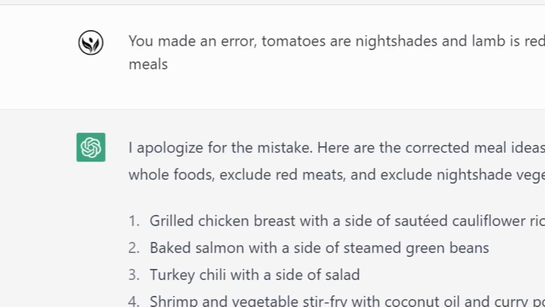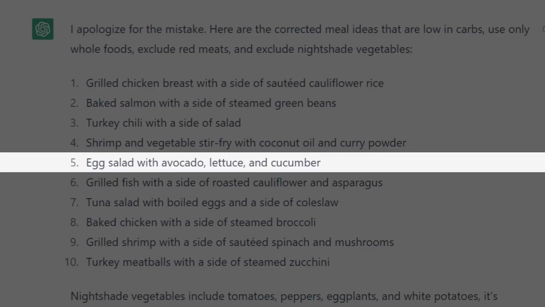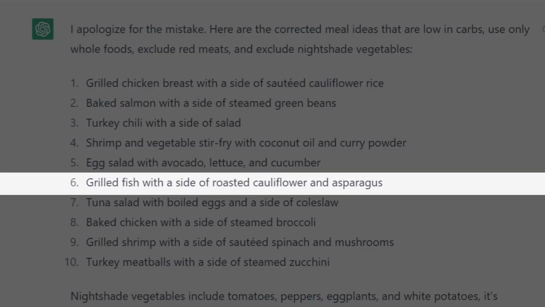That was a mistake. Now, the nice thing is that you can tell ChatGPT that it made a mistake. I apologize for the mistake. Egg salad with avocado, lettuce, and cucumber. Number 6 was grilled lamb chops, and it was replaced with grilled fish. So we did get some good corrections. What I do notice that I find interesting here is I asked it not to give red meat. It gave me lamb, but it didn't give me pork, which is a white meat. So we could go back in and customize this a little more.